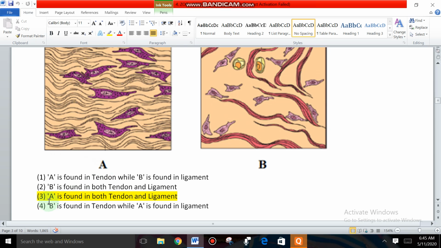So here what is the answer? A is found both in tendon and ligament. So this is the only answer.